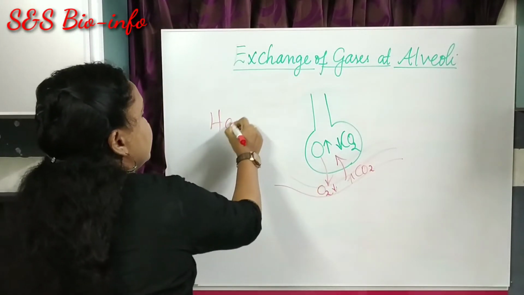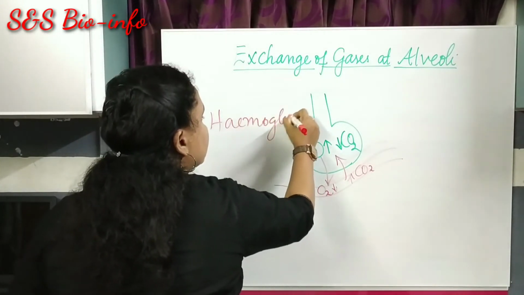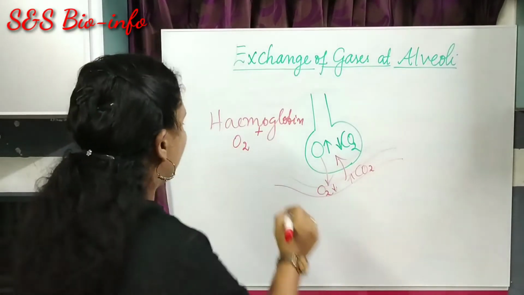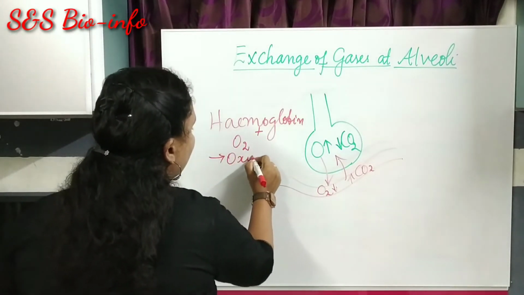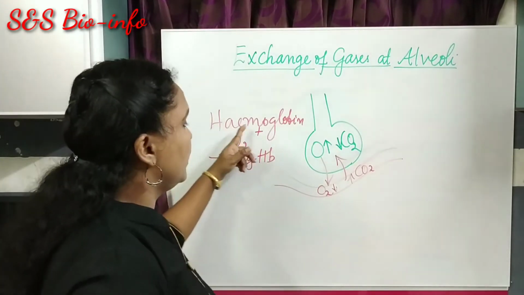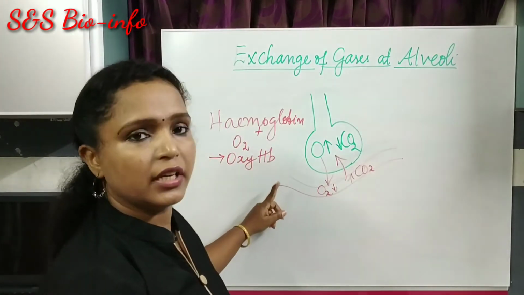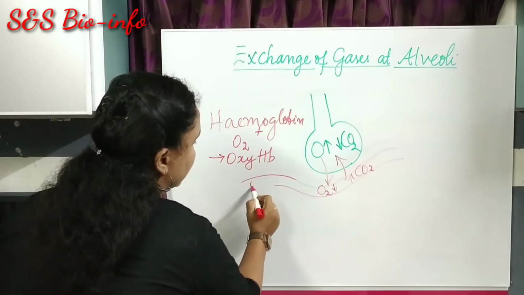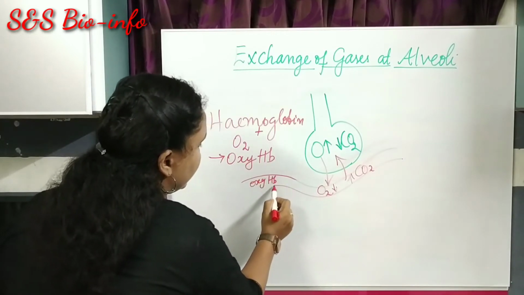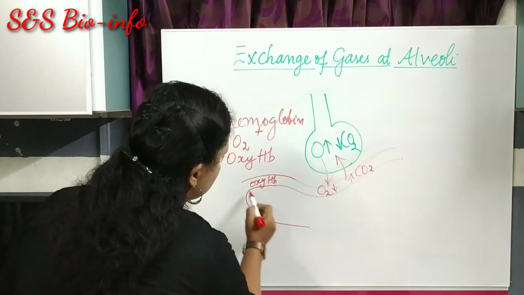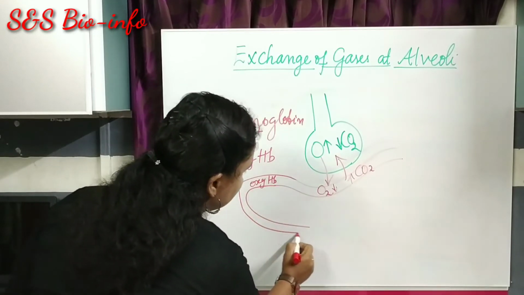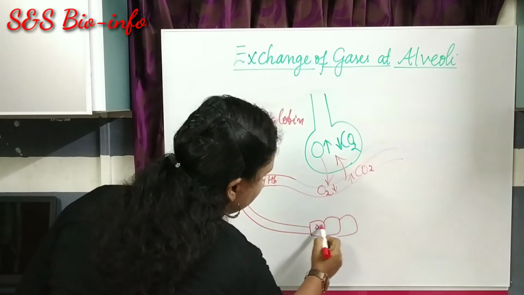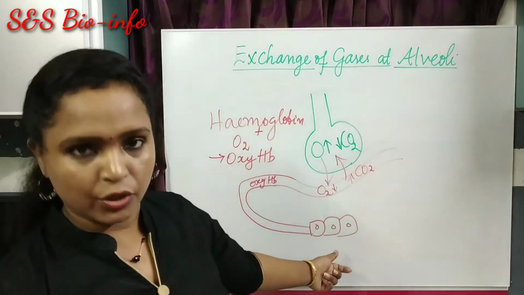This hemoglobin combines with the oxygen to form oxyhemoglobin. Hemoglobin combines with the oxygen to form oxyhemoglobin. So, after the formation of oxyhemoglobin, here I write oxyhemoglobin, this oxyhemoglobin is transported through the blood vessels and reaches the various cells of the body. Suppose these are tissues or cells. It reaches the tissues.